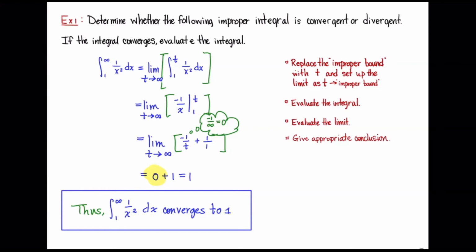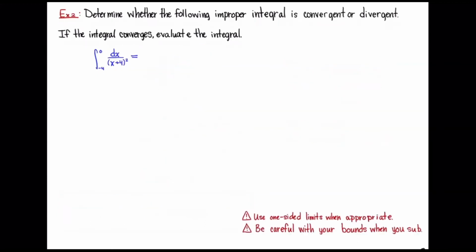Let's do another one. Here we have the integral from -4 to 0 of dx over x plus 4 quantity squared. We don't have that bound of infinity, but that lower bound of x equal to -4 gives us a 0 in the denominator, or a discontinuity on our interval. And so this is an improper integral.